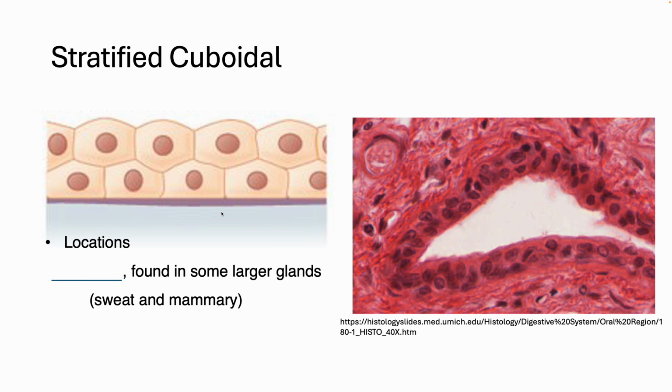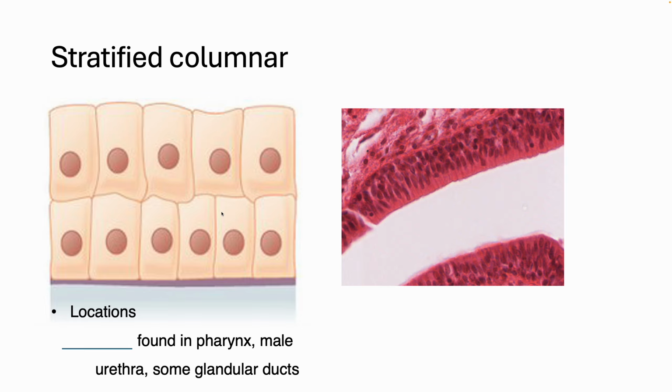Stratified cuboidal is rare. It's mostly found in some large glands, such as sweat and mammary glands. Stratified columnar is also rare. You do find it in the pharynx, the male urethra, and some glandular ducts.